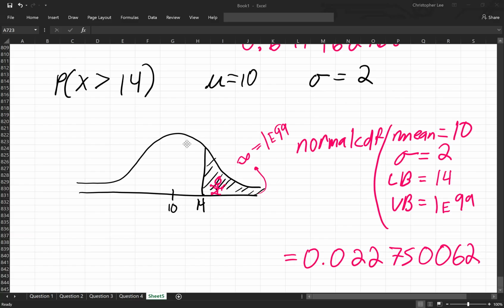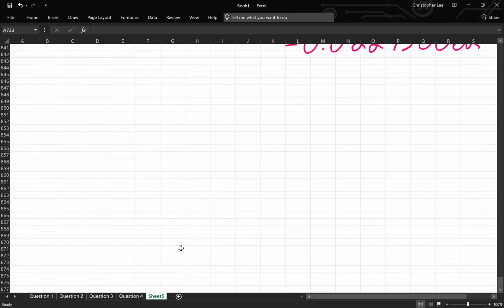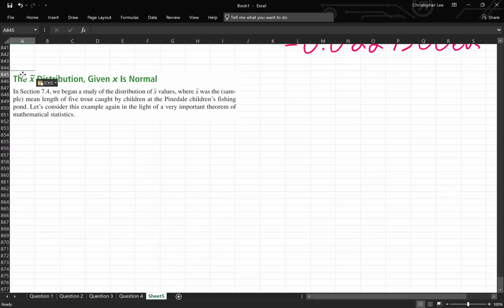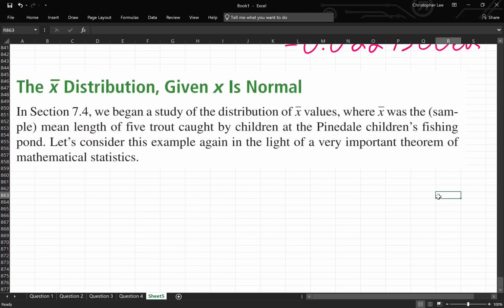All right, let's keep moving real quick. I have only a little bit left, and then we can call it a day at that. So the X bar distribution. Given that X is normal, right? In the last section, we began our study with the distribution of X bar values, where X bar was the sample mean length of 5 fish caught by children. Let's consider this example again in light of an important theorem of mathematical statistics.